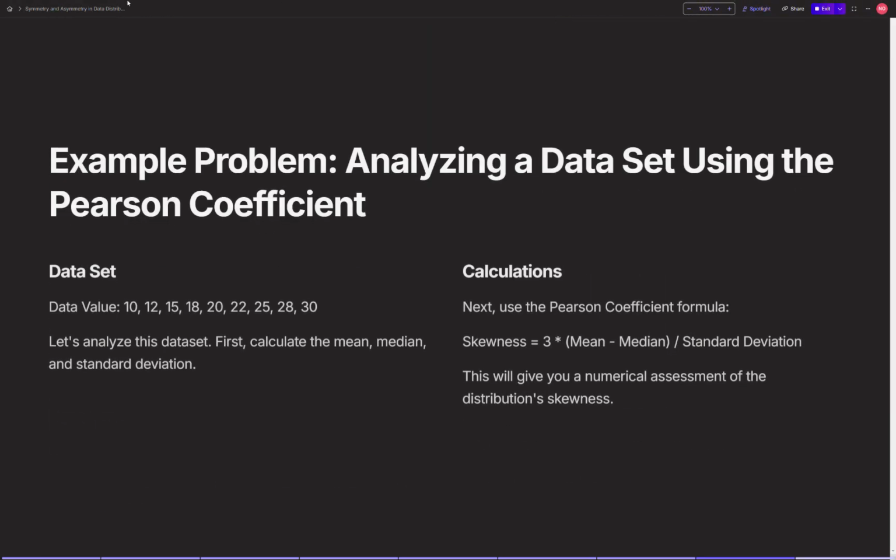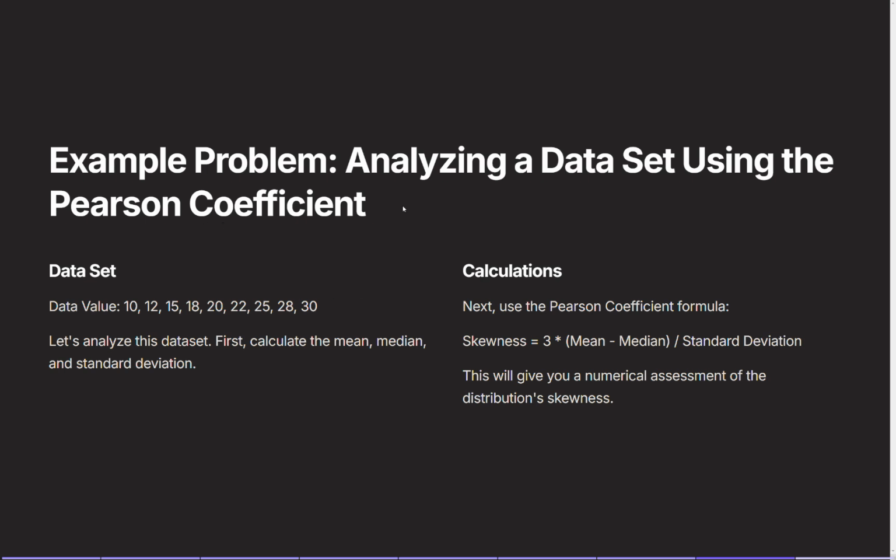So moving on, here's another text problem. Example problem analyzing a dataset using the Pearson's coefficient dataset. Here are our data values: 10, 12, 15, 18, 20, 22, 25, 28, and 30. So all you have to do is get the mean, median, mode of these values. So let's analyze this dataset. First, calculate the mean, median, mode, and the standard deviation.